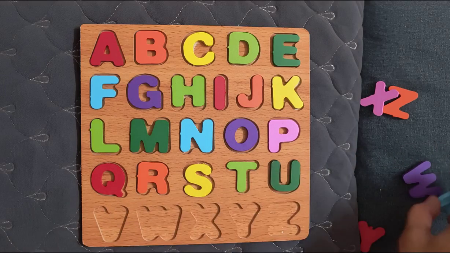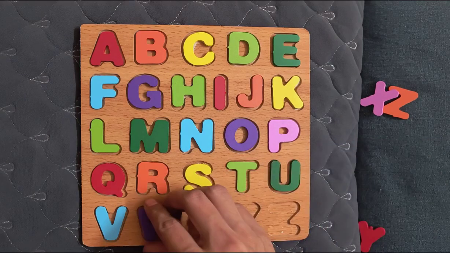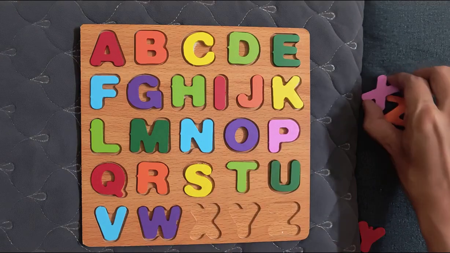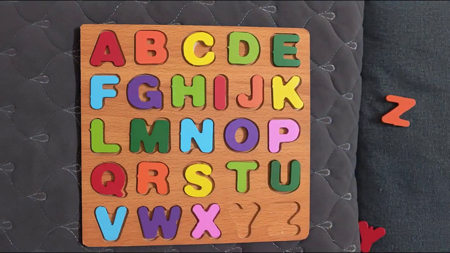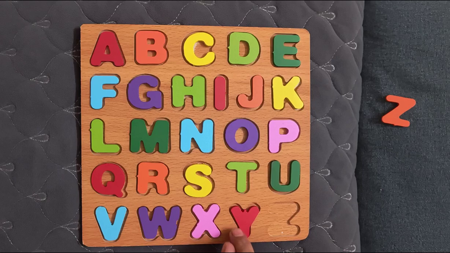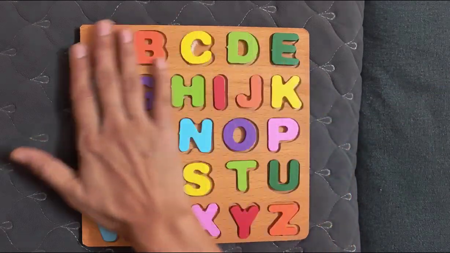Then V. V for vegetables. V is for vegetables. W. W for watch. W is for watch. X. X for xylophone. X is for xylophone. Y. Y is for yak. Y is for yak. And Z. Z for zebra.